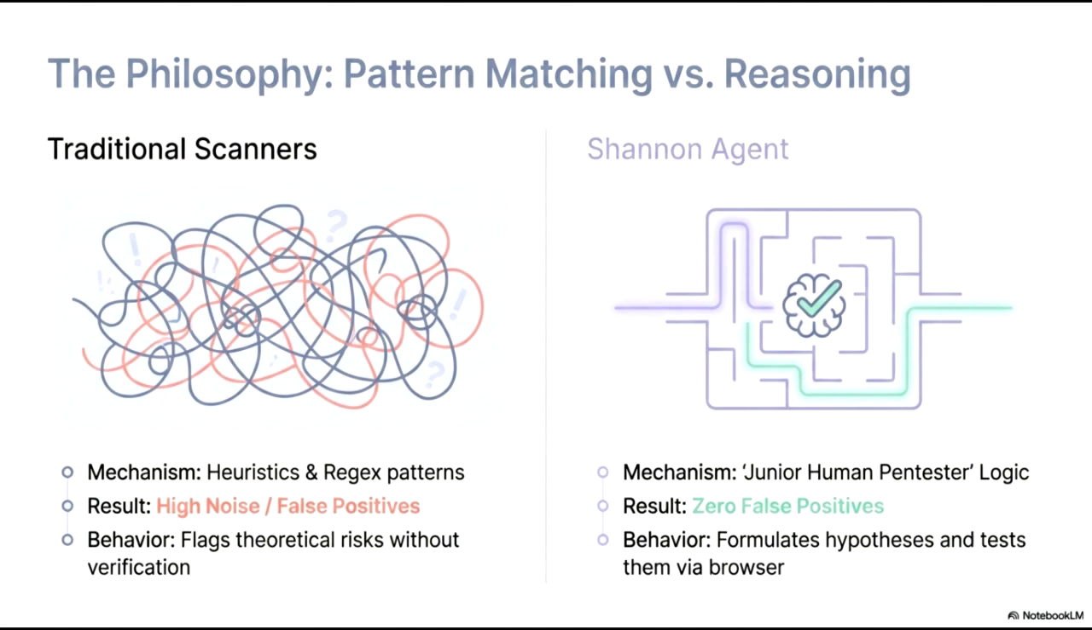Traditional scanners flag theoretical risks, but lack the capability to verify them, resulting in a chaotic mess of data that security teams must manually sift through. In contrast, the Shannon agent represents a new philosophy based on active reasoning.